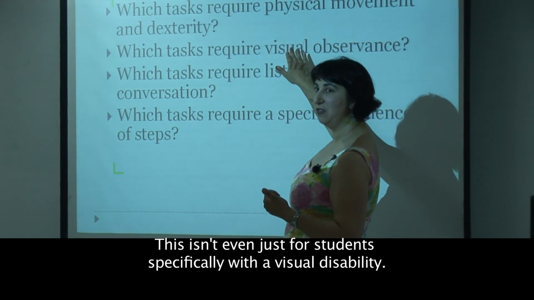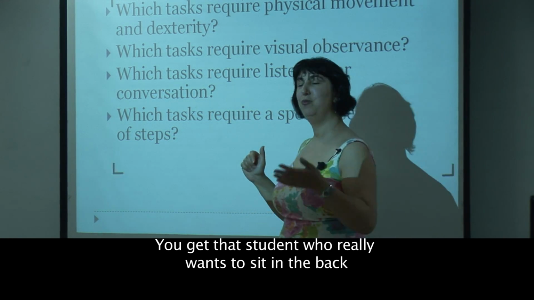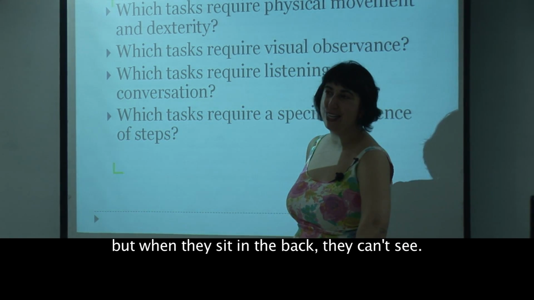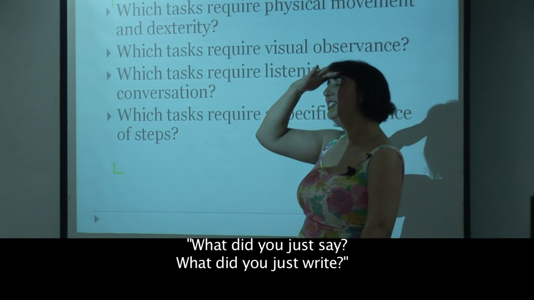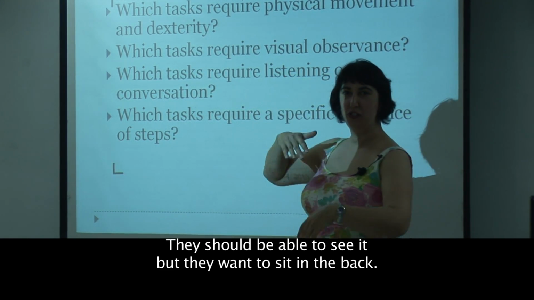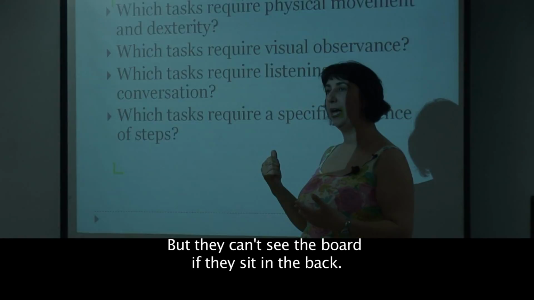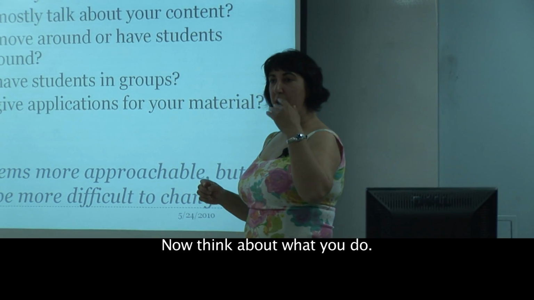And this isn't even just for students specifically with a visual disability. You get that student who really wants to sit in the back, but when they're in the back, they can't see. What does that say? What'd you just write? Well, it's this big. It's like 3 inches tall on the board. You should be able to see it. But they want to sit in the back, but they can't see the board if they sit in the back. Now think about what you do.